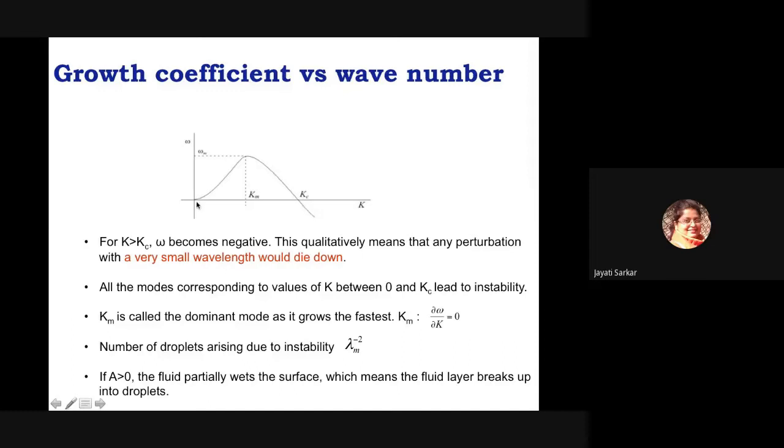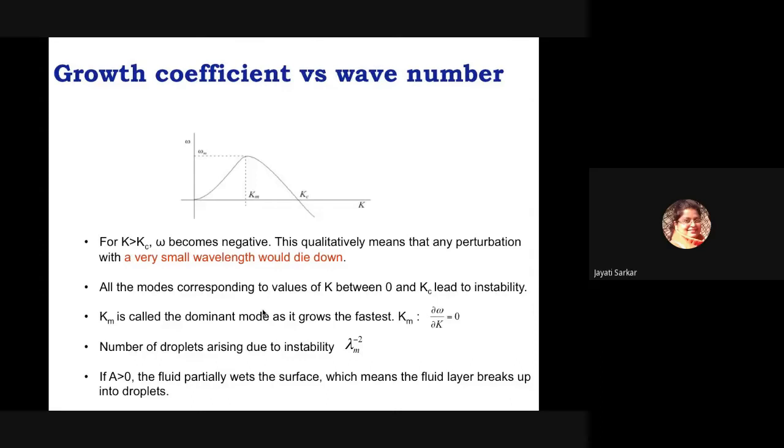So if k is between 0 and some critical value, all the wave modes are positive, right? Amongst these, there is a wave mode called the dominant wave mode, where the waves created because of the instabilities grow at the fastest rate. The number of droplets arising due to instability is inversely proportional to lambda m square, and k is the inverse of lambda m, right? So if A is greater than 0, the fluid partially wets the surface, which means that the fluid layer breaks up into droplets if the Hamaker constant is greater than 0.